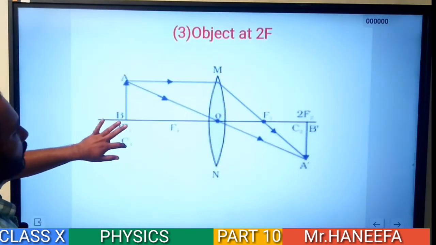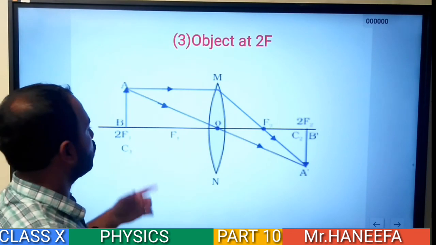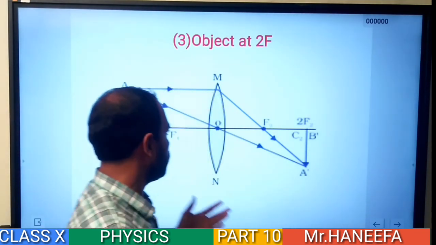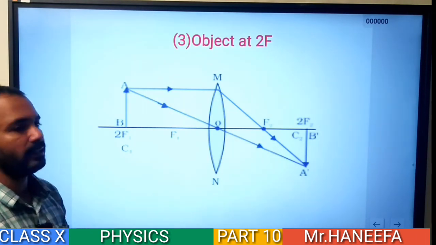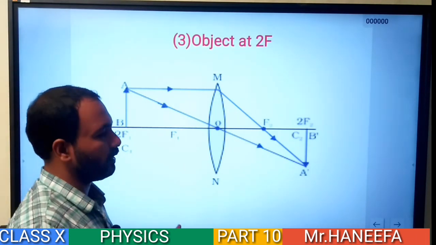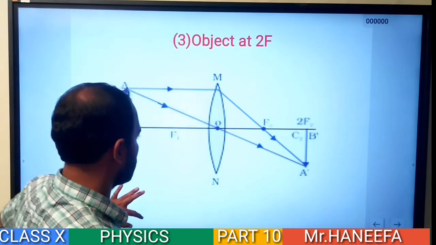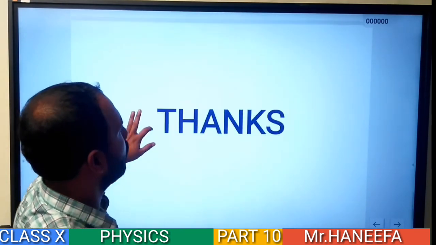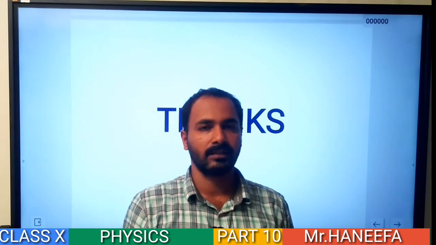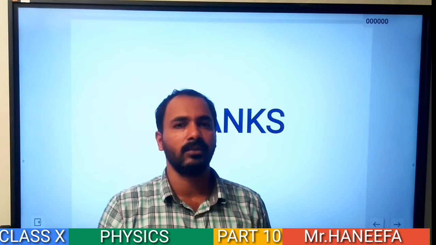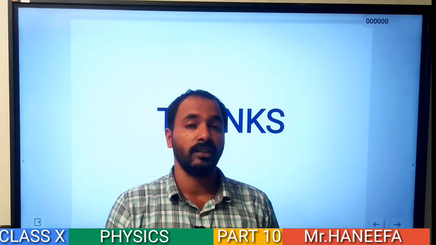In the third case, object is placed at 2F, image is also formed at 2F. So real and inverted image is formed, size of the image is same as that of the size of the object. So today we conclude our class. You should draw these ray diagrams in the notebook and study it very well.